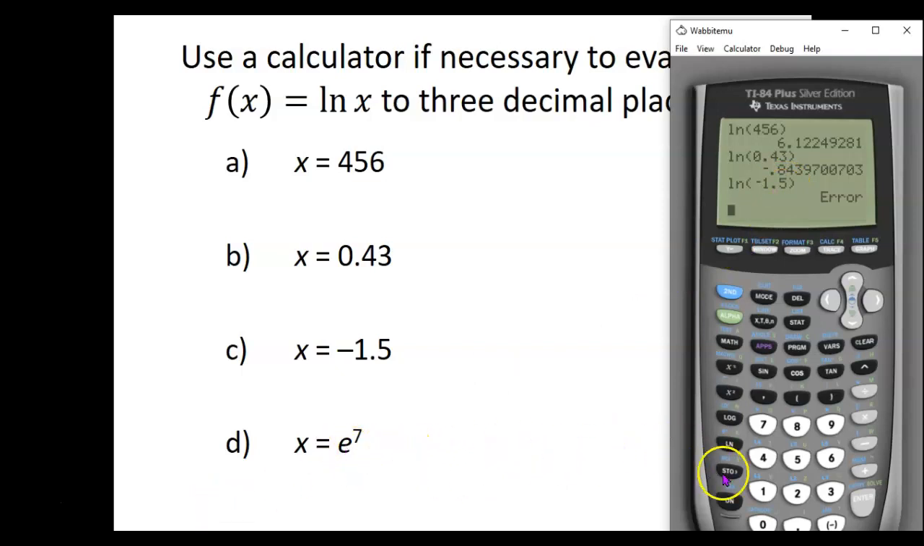And how about the ln of e to the 7? Well, let's try that on the calculator. The ln of e to the 7 is 7. Yeah, I was expecting that because remember, ln, the natural logarithm function, is the inverse of the exponential function. ln is undoing what this e here is doing. So ln of e to the anything is just that thing.